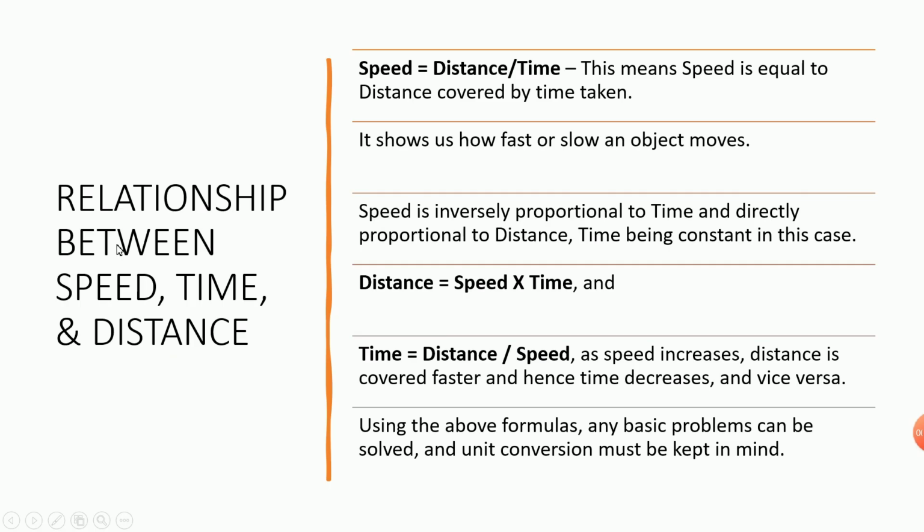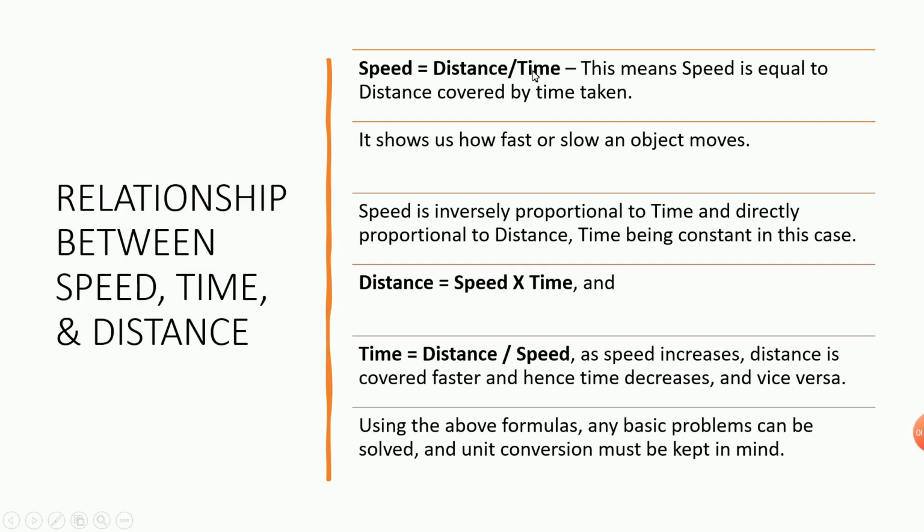Here they have given the relationship between speed, time and distance. Speed equals distance by time, the distance traveled with respect to time. Here I am just stating the formulas; you go through the statements. Speed shows how fast or slow an object moves, and speed is inversely proportional to time and directly proportional to distance, with time being constant in this case.